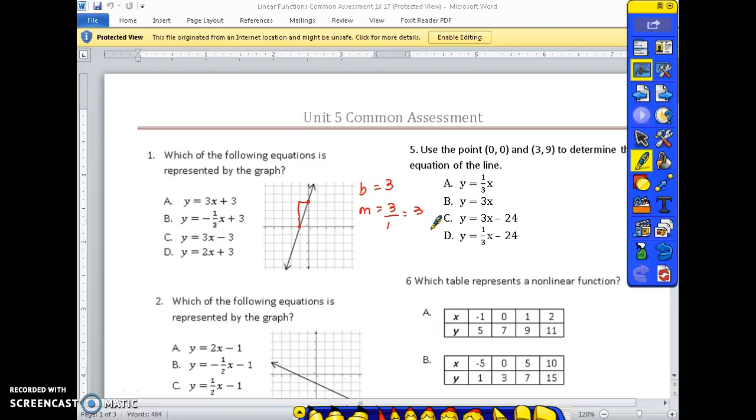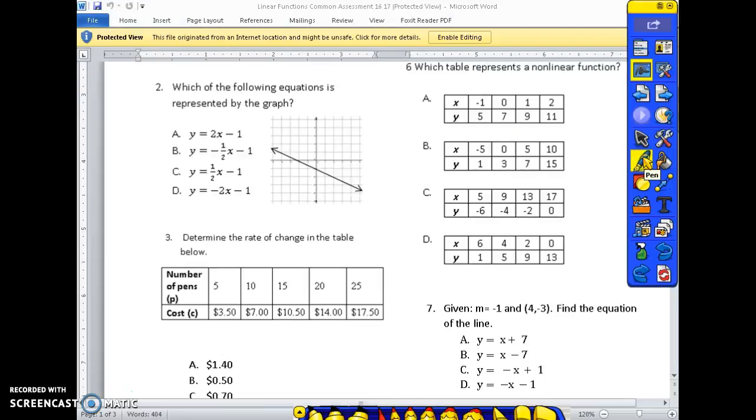Slope-intercept form, y equals mx plus b. The correct answer should have been A.